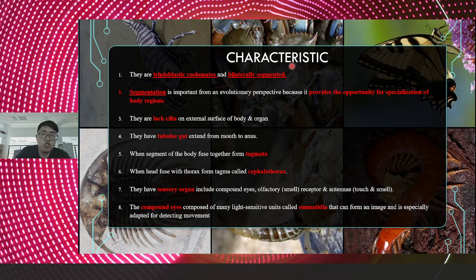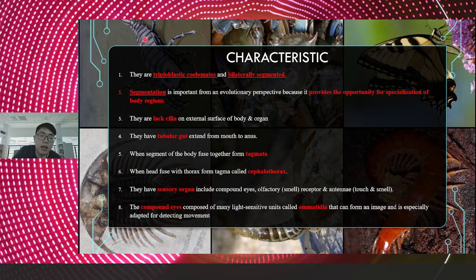Okay, so what are the general characteristics under Arthropoda? First, it is triploblastic and coelomate. The most important are that it is triploblastic and coelomate. The symmetry is bilateral, and their body is segmented. If you see my previous video about the phylum Platyhelminthes, I already explained what I mean by segmented.